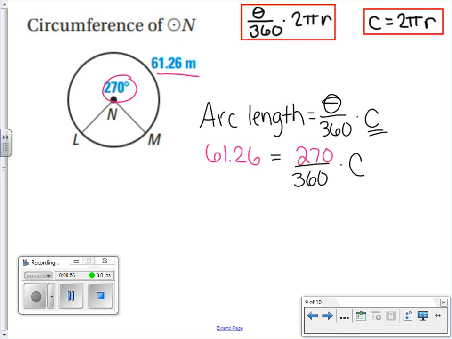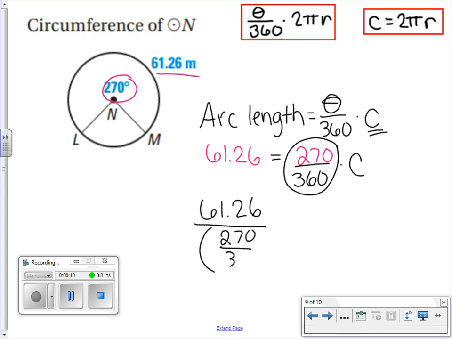So I'm going to divide by 270 divided by 360 on each side. So 61.26, divide that by 270 divided by 360. That is equal to c. So if I plug that in my calculator, I get 81.68.